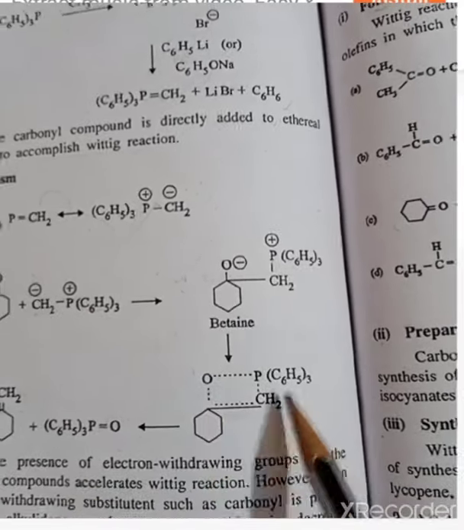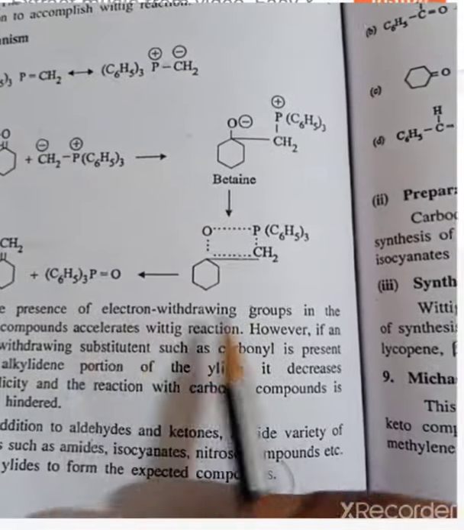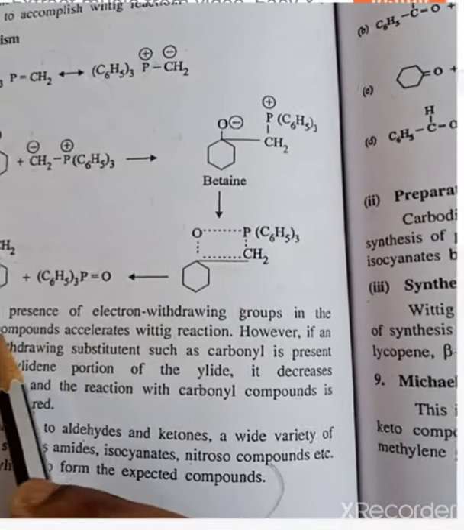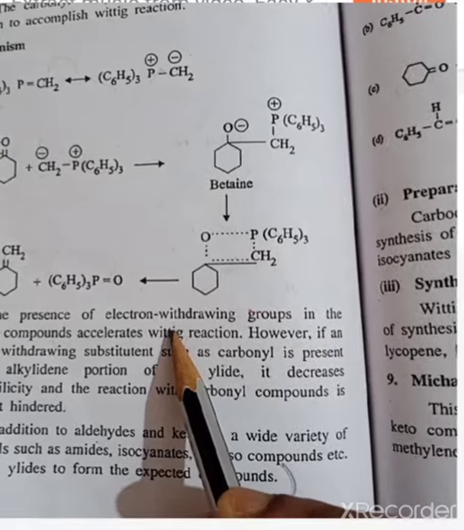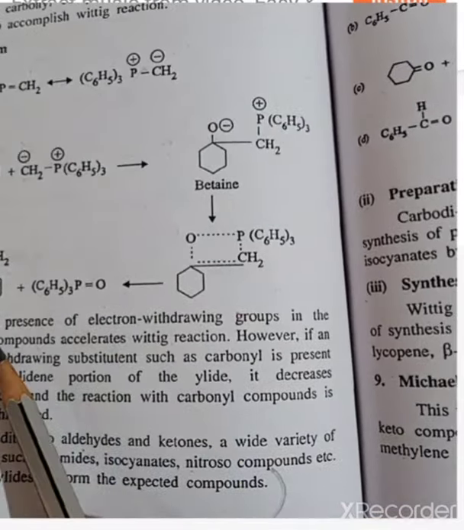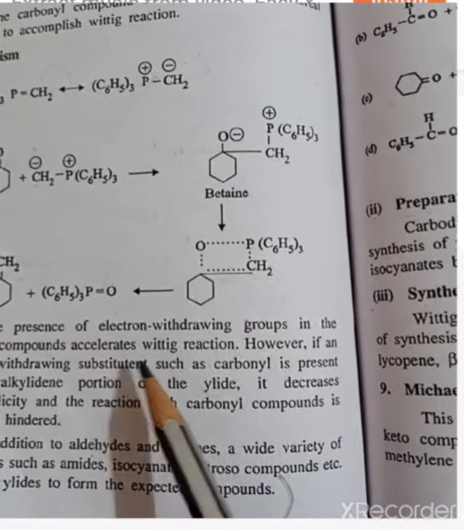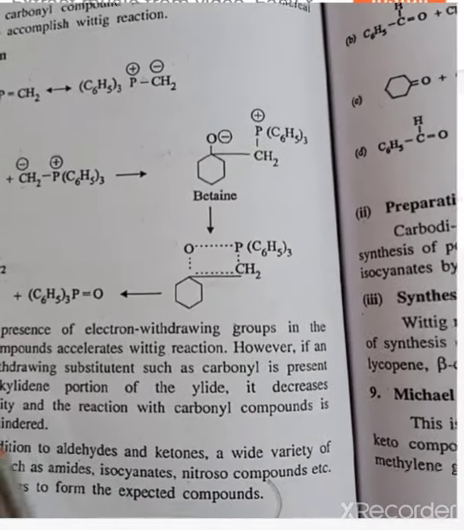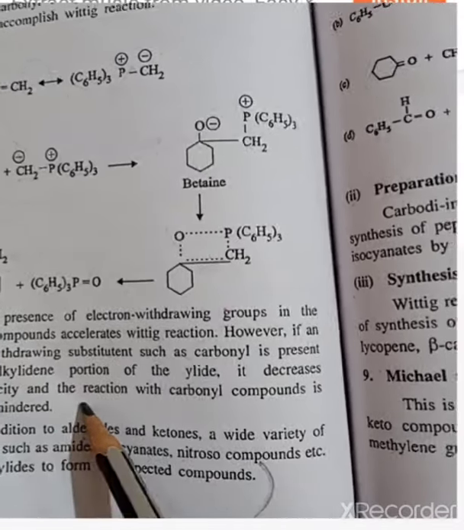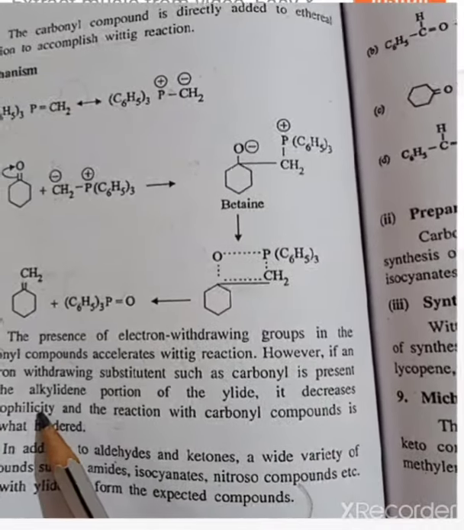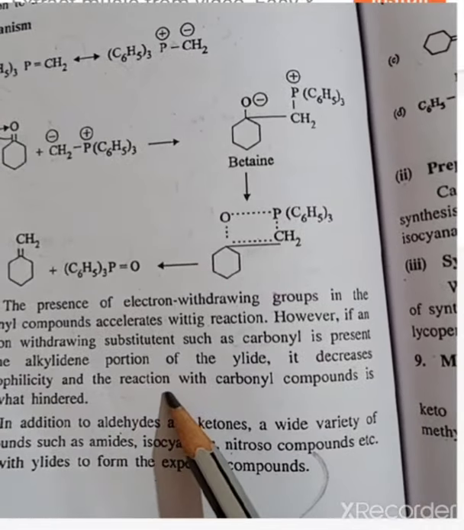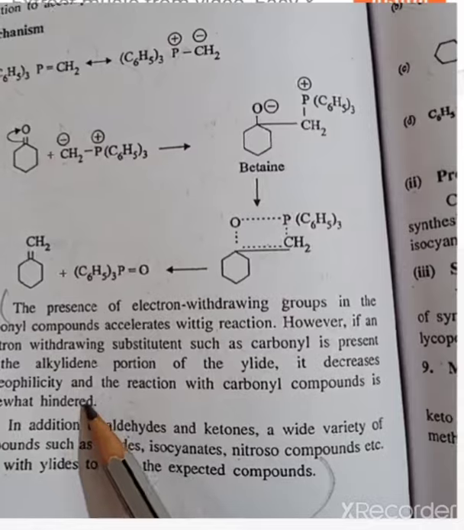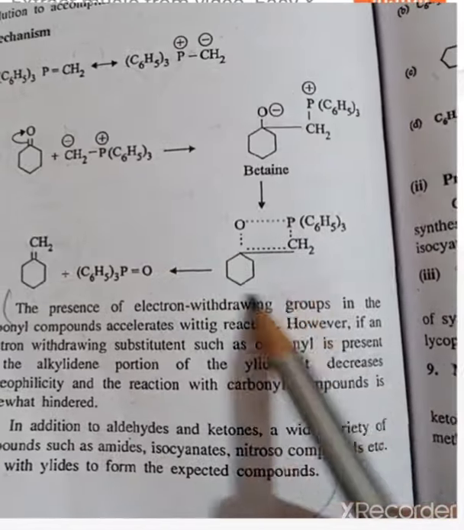Like this, here the presence of electron withdrawing groups on carbonyl compounds matters in this Wittig reaction. The electron withdrawing substituent, carbonyl, present in the alkylidene position of the ylide compound decreases the nucleophilicity of the reaction. This is the main point. It decreases the nucleophilicity of the reaction with the carbonyl compound, so it becomes hindered, and it is said to be steric hindrance.